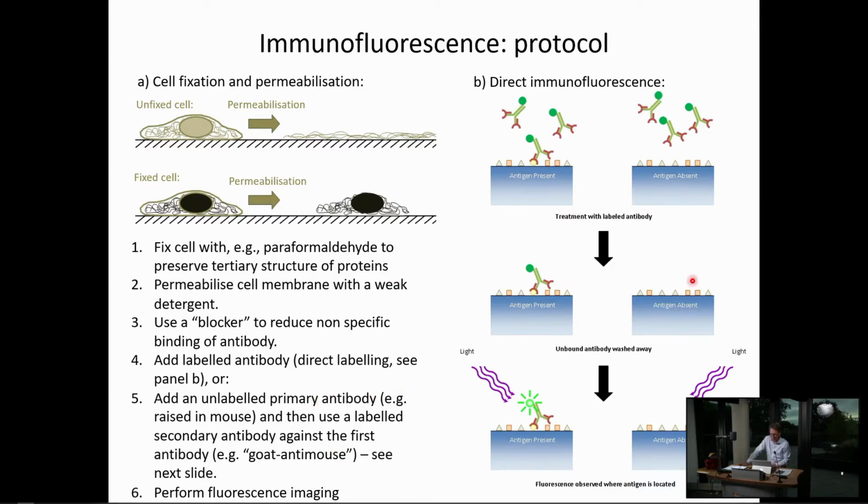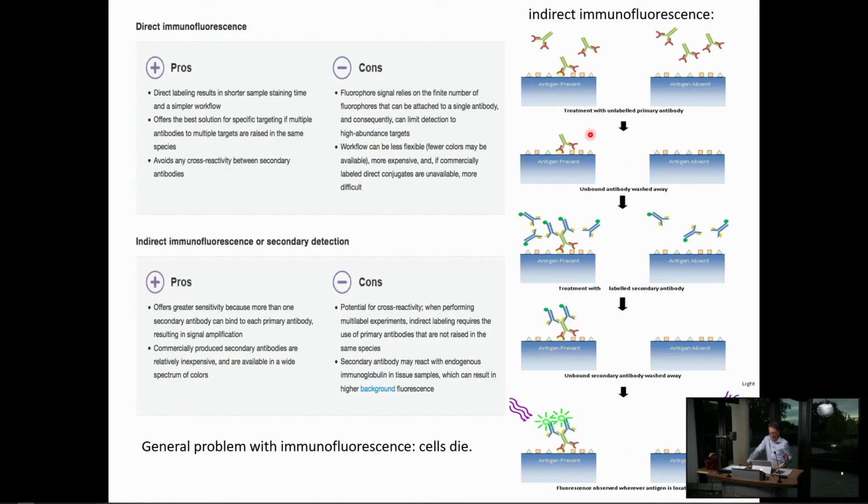This is what is called direct immunofluorescence. Okay. Just raise the antibody, label it, fix the cell, permeabilize it, block it to get unspecific signal away, put your antibody on, then do the imaging experiment, and you then know that where you get the signal, you have the protein. So that's direct immunofluorescence. The other method is indirect.